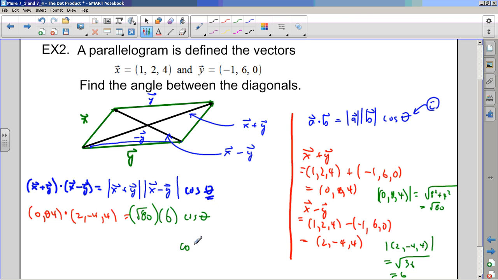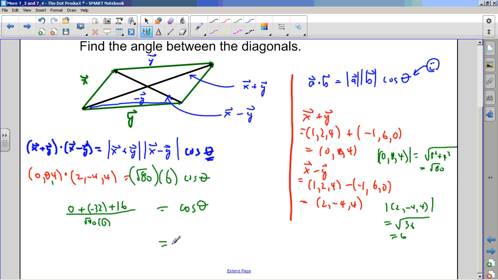And this is what I want. And so all I'd have to do is divide this dot product. And remember how I do the dot product of algebraic vectors is I multiply and add as I go. 0 times 2 is 0. Plus 8 times negative 4 is negative 32. Plus 4 times 4 is 16. And then I divide it by square root of 80 times 6 on the bottom there, and I get cos of theta is equal to negative 16 over 6 root 80.